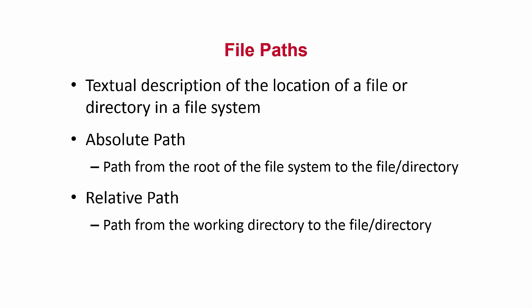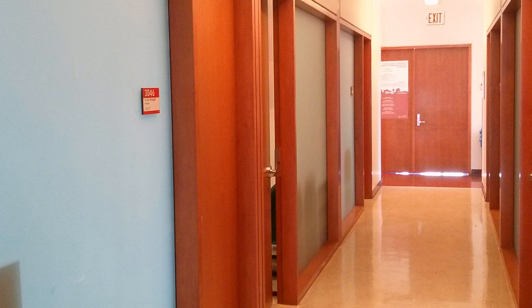The way in which we can describe the location of a file or directory can be broken down into 2 categories. An absolute path describes the location from the root of the file system to the file or directory. A relative path describes the location from the working directory to the file or directory. Suppose I wanted to give directions to Professor Mackenzie's office. Now I could simply say that Professor Mackenzie's office is down the hall from me. That would be analogous to a relative path, as I'm describing it relative to my current location.